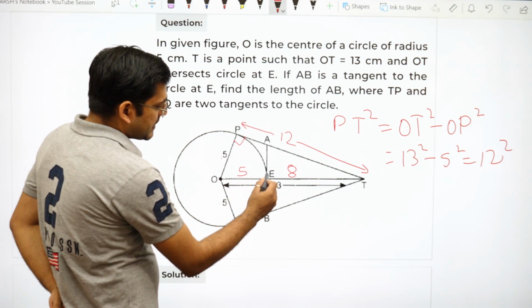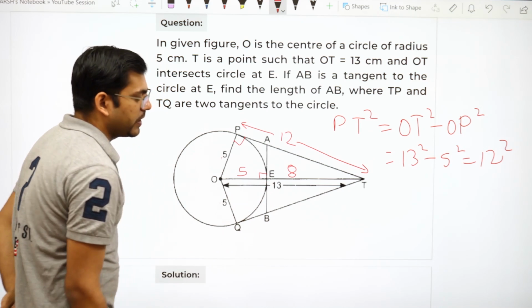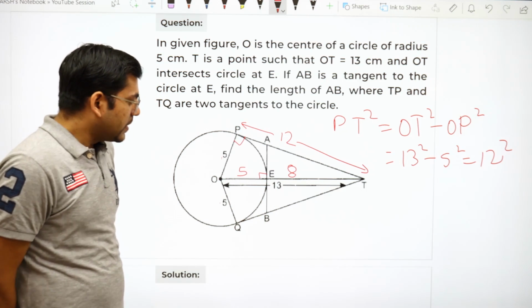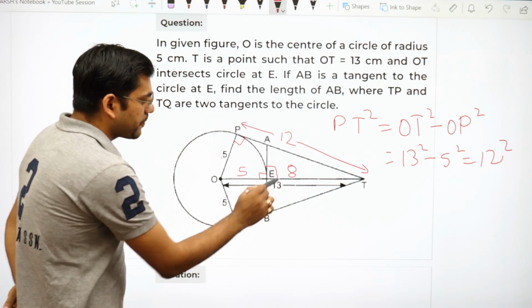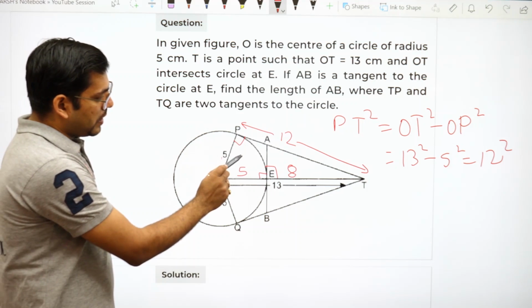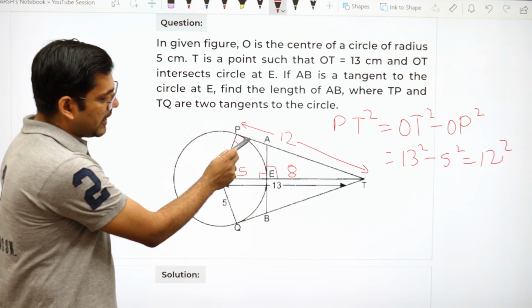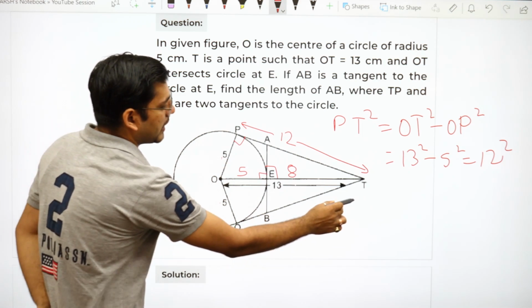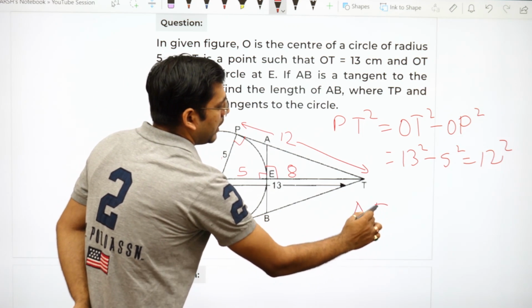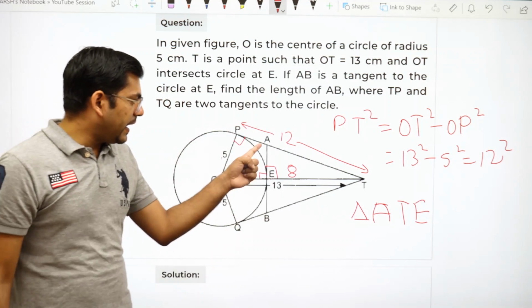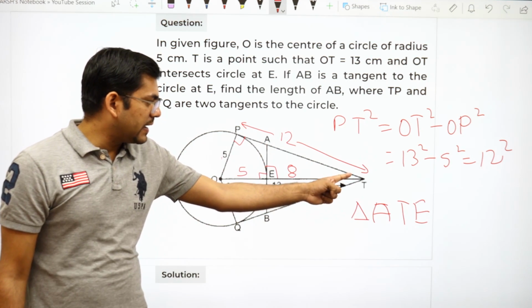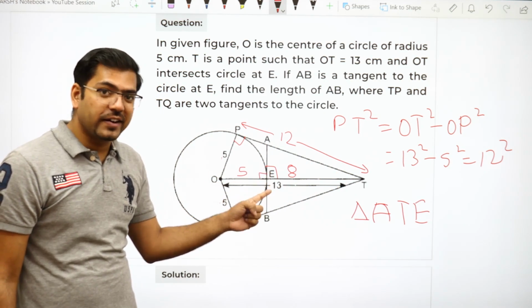Do you know that this angle would be 90 degree? Why am I telling this? Because this is radius and it is tangent. So this will also be 90 degree. Now I am saying that look for the triangle ATE. Triangle ATE, writing here. A, T and E. In ATE, A is the first angle, T is the second angle and 90 degree is the third angle.